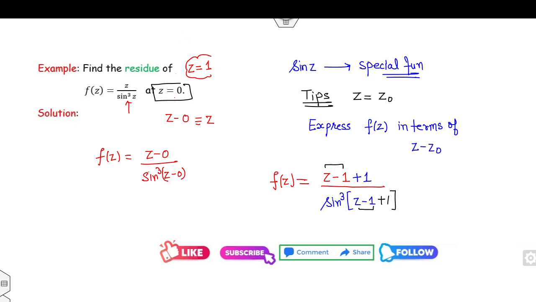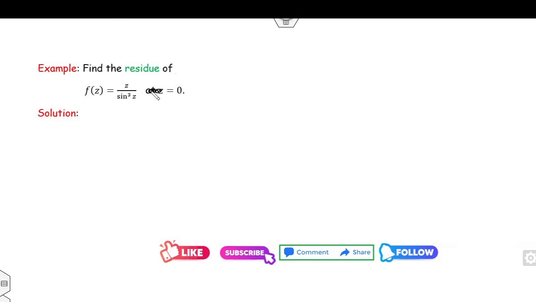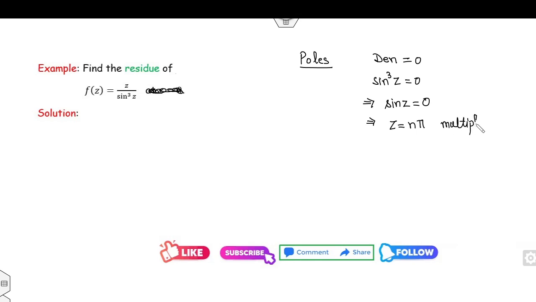These are the first steps. Second, if the point is not given to you, how can you find it? You can find the pole of the function. How can you find the pole? You can put the denominator equal to 0. For example, substitute sine cube equal to 0. This implies sine of z is 0. This implies z is equal to n pi with multiplicity. What is the multiplicity of this pole? Multiplicity is 3. That depends from problem to problem. If the point is not given, then you can find the point by using the pole. If the point is given, then you can use it directly.